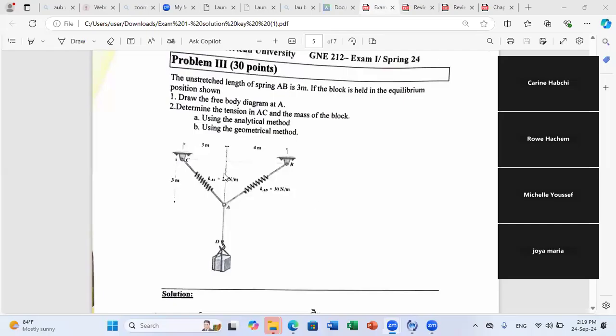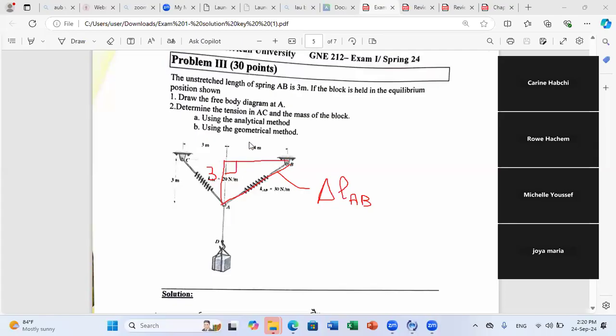We said that we need to determine the length of AB in order to calculate delta L of AB. So delta L of AB is the length of AB at this position. As you can see in the figure, this is a perpendicular line. This is 3 meters, and this is 4 meters.